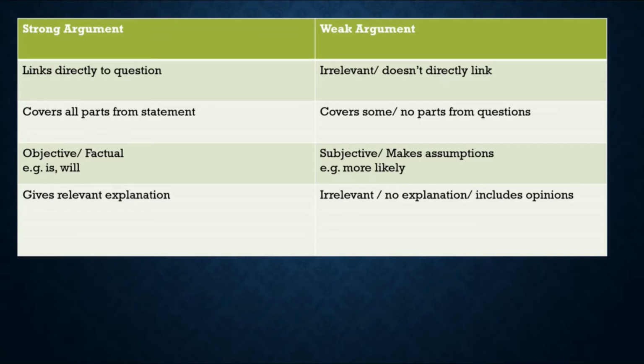And a strong argument would be usually objective and factual. For example, it would be certain to conclude a statement. It would have words like is or will, whereas a weak argument would be subjective and it would make assumptions such as more likely. And also a strong argument would give relevant explanation, whereas a weak argument would be irrelevant. It would not have a valid explanation and it would include personal opinions.